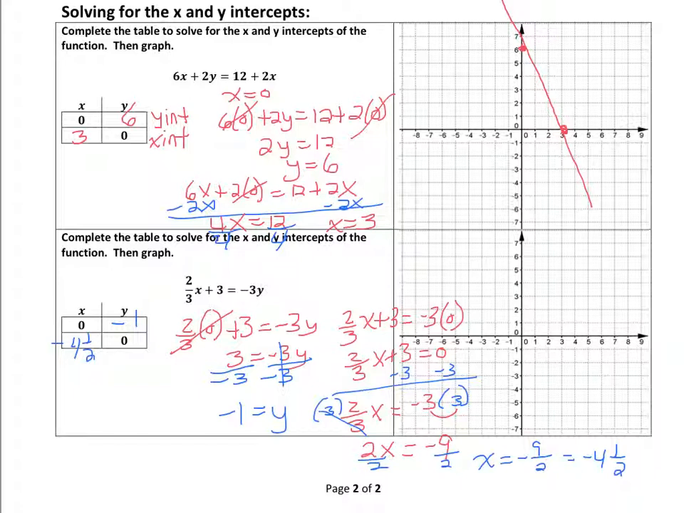So let's graph these. 0, negative 1, x equals 0, y equals negative 1. That would be right here for our y-intercept. And negative 4.5, that would be between the negative 4 and the negative 5 for x, and 0 for y, right there in the middle. And we're going to take our ruler and connect the 2 points. And that's how you graph a linear function using the x and y intercepts.